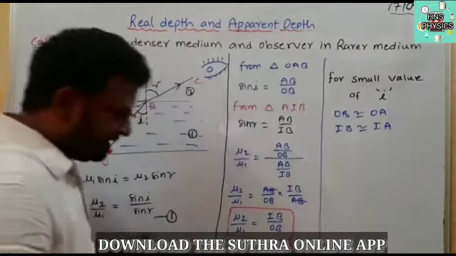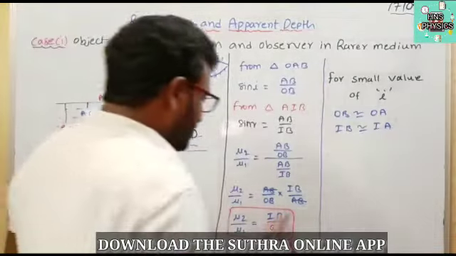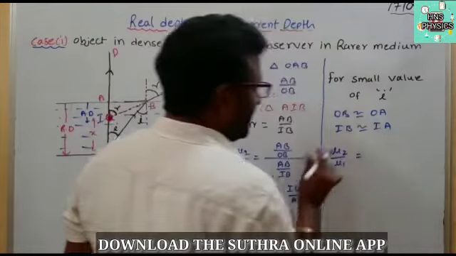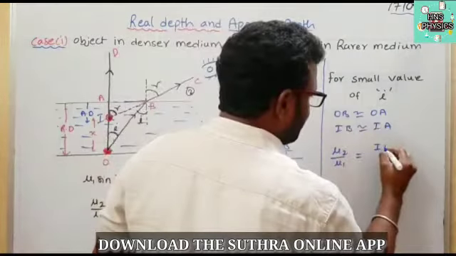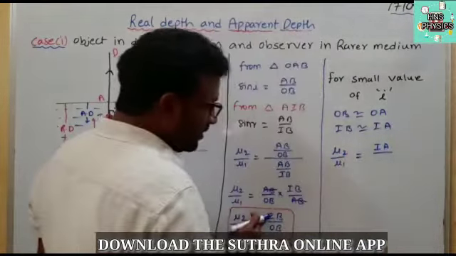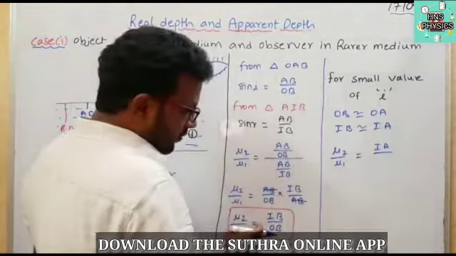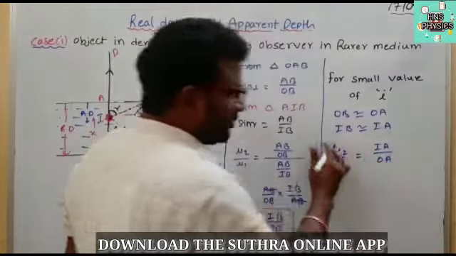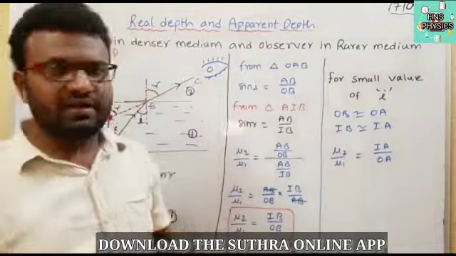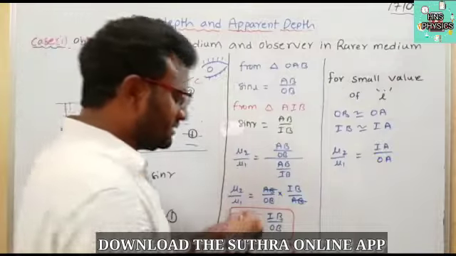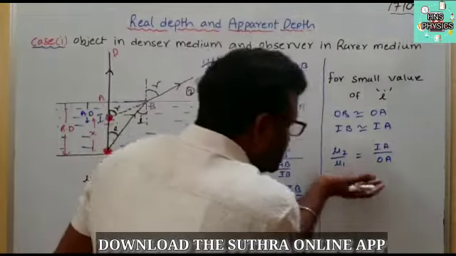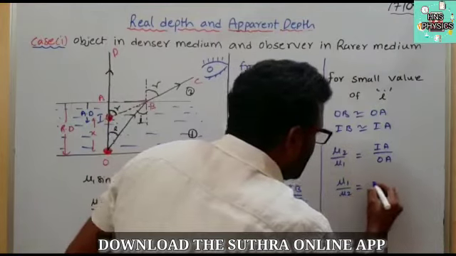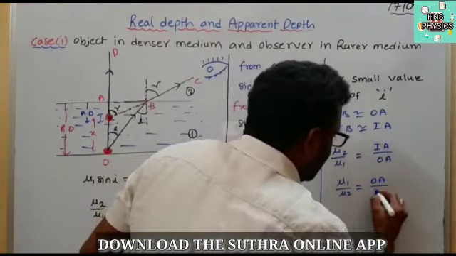If I write equation 2 again, what will you get here? Mu2 by mu1 is equal to IB, and IB is nothing but IA. Next, OB is nothing but OA. So mu2 by mu1 is equal to IA by OA. If I write the reciprocal, mu1 by mu2 is equal to OA by IA.